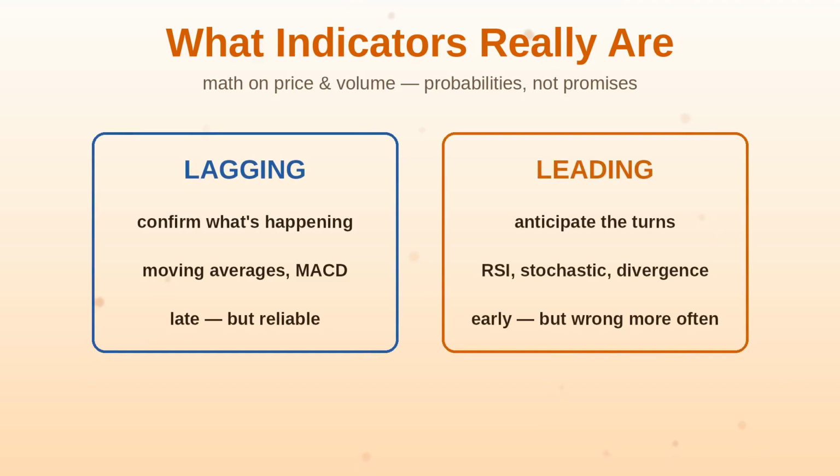Lagging indicators, like moving averages, confirm what's already happening. They're late but reliable. Leading indicators, like oscillators, try to anticipate turns. They're early but wrong more often. Neither is a crystal ball. Indicators deal in probabilities, not certainties. They tilt the odds, and that's all you should ever ask of them.